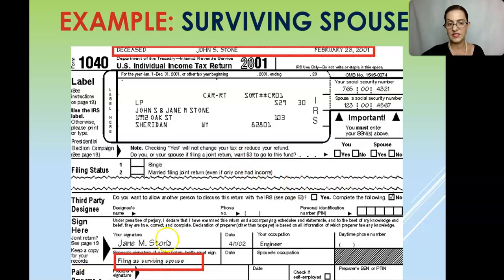But what ends up happening down here in the signature area is that the surviving spouse signs where they would normally sign. Usually I list the survivor first, whether it's the wife or the husband.